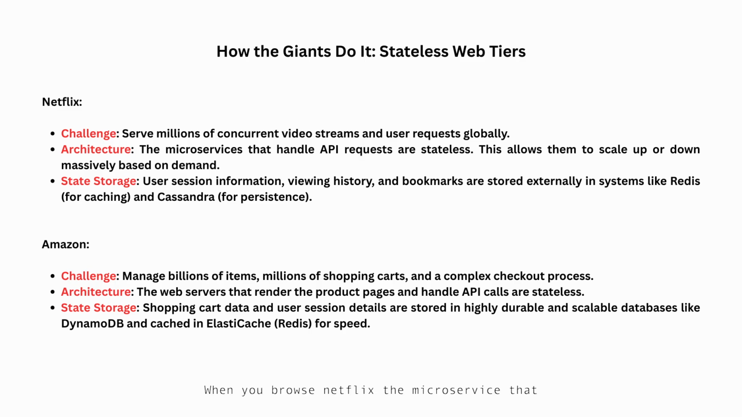When you browse Netflix, the microservice that fetches the movie catalog for you is stateless. If the server instance fails, another one just takes over. But your viewing history, the fact that you have been 42 minutes into a movie, is not lost. Why? Because the state is stored safely in a massive distributed database like Cassandra.